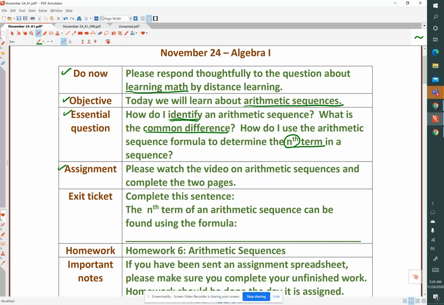Our assignment will be to watch the video and complete 2 pages. I've also included your homework page in here. I'm going to touch on that a little bit too. Our exit ticket is to complete this sentence: The nth term of an arithmetic sequence can be found using the formula. Okay, so we've got a formula that we're going to memorize today. And we do memorize a few things in algebra, and I'll show you some tricks to do that.